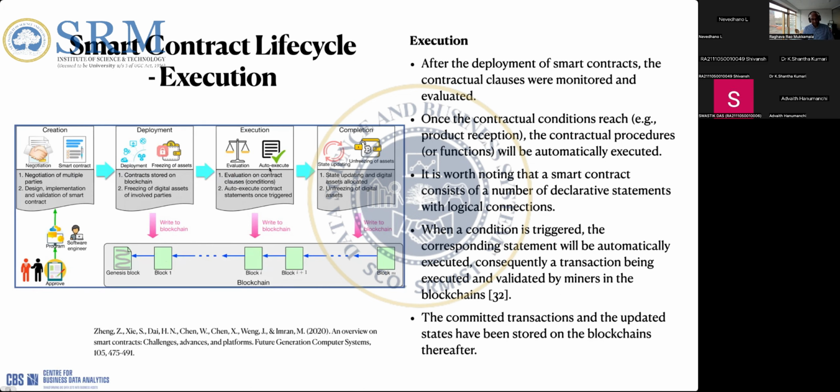And when we execute the contract, when the conditions are met and things happen, again at that stage also, we generate a transaction and put it into the blockchain. Similarly, in the case of completion stage as well, when all the assets are unfrozen and things like that, then information will be written into the blockchain in the form of a transaction.